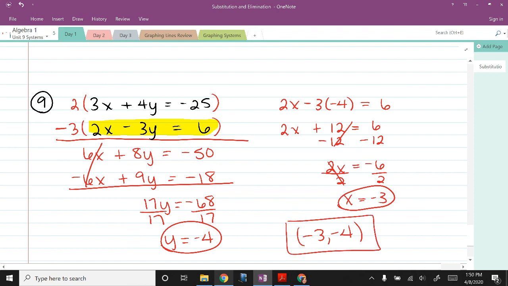So that's really as difficult as it gets, when you have to multiply both rows by different numbers to get them to cancel out. Unfortunately, it happens. Okay, you just want to make sure when you do it, you use opposite signs if they're already the same sign.